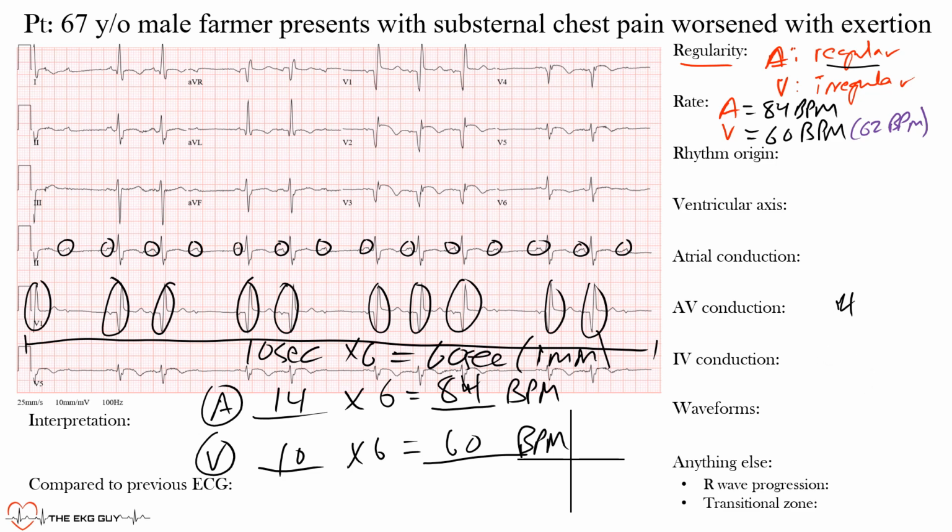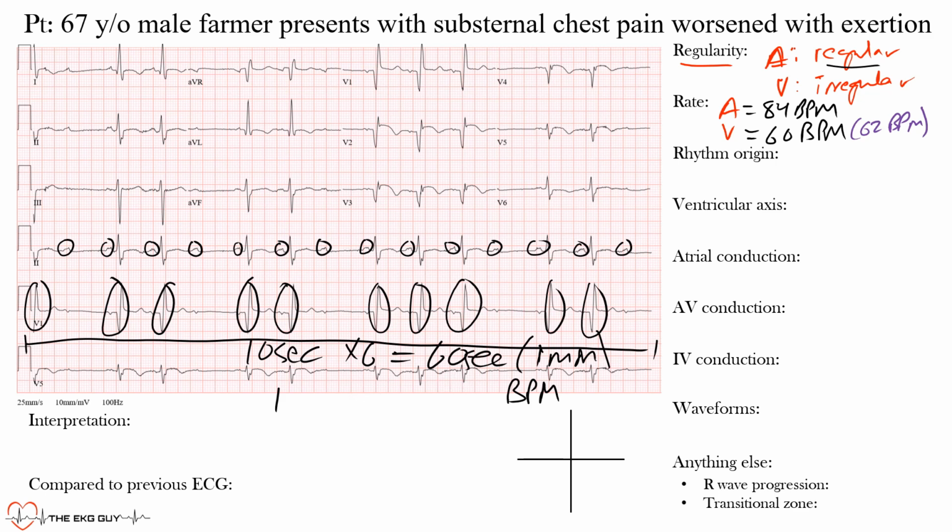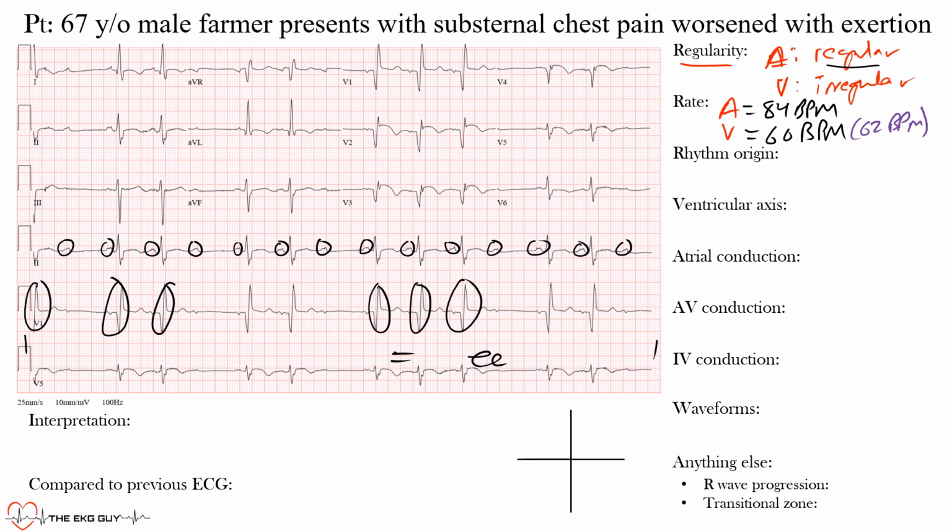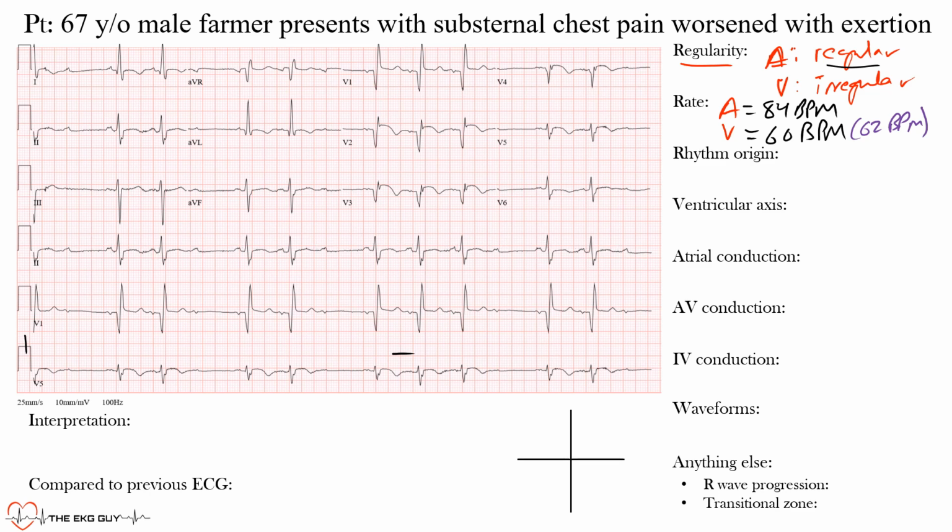All right, so hopefully that makes sense. So far we have 2 different rates that we found. We found the atrial. Remember, for atrial rate, you want to use the P waves. Okay, for ventricular rate, you want to use those QRS complexes. You could also use T waves because they represent ventricular repolarization. Okay, so next we want to look at the rhythm origin. Okay, where is the rhythm actually originating from?